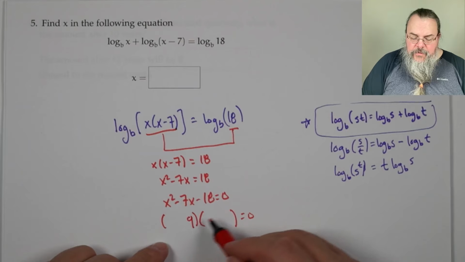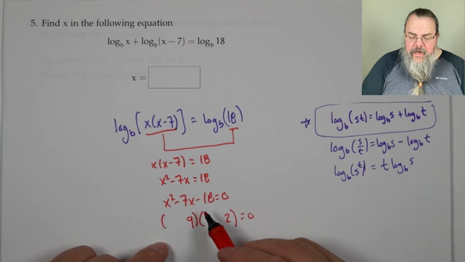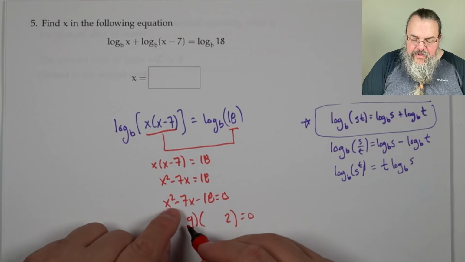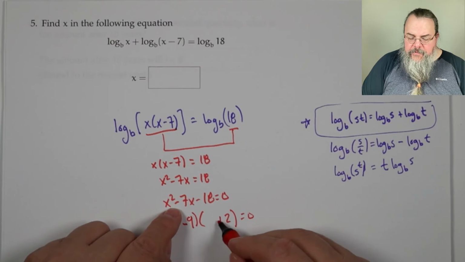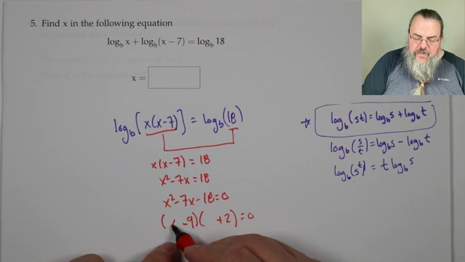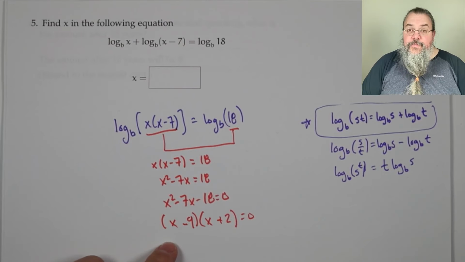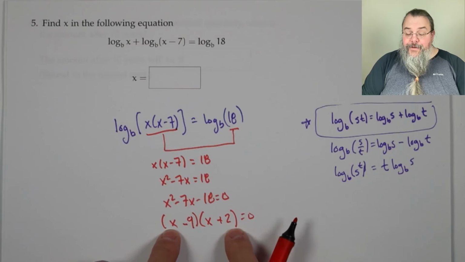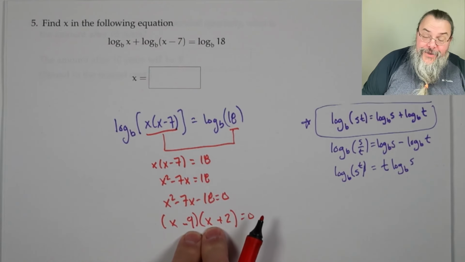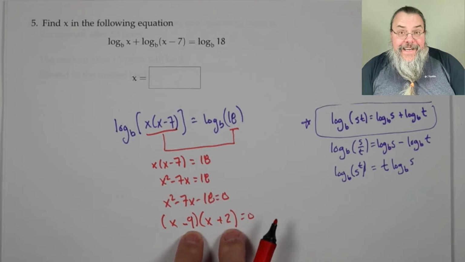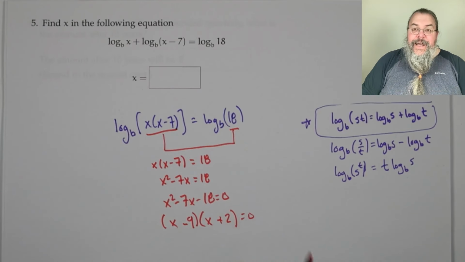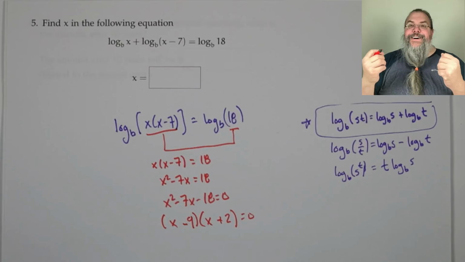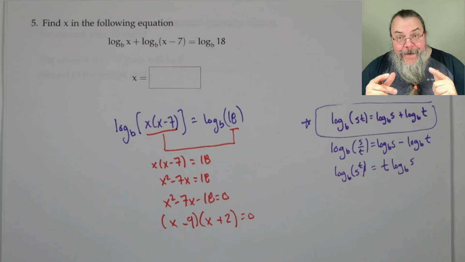Well, 9 and 2 multiply to 18, and I need one to be negative, one to be positive. And since it's a negative 7, I better make the larger one negative. So this suggests x minus 9, x plus 2. And you can check, right? x squared, good. 2x minus 9x, also good because that's negative 7x, and then negative 18. Now, this says there's two solutions, right?